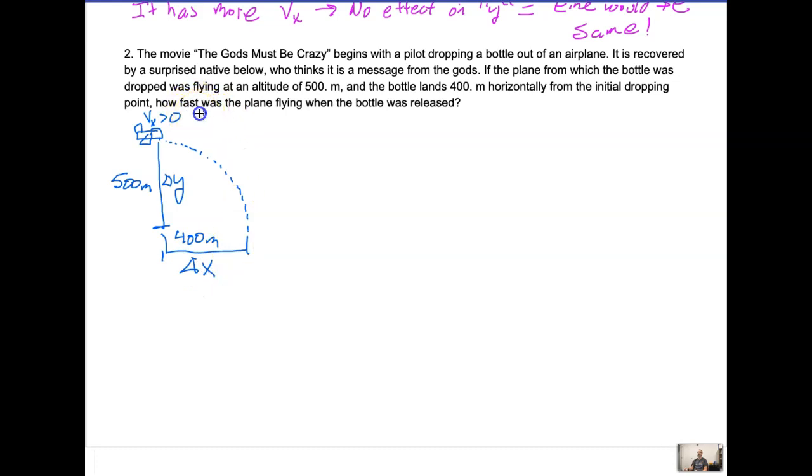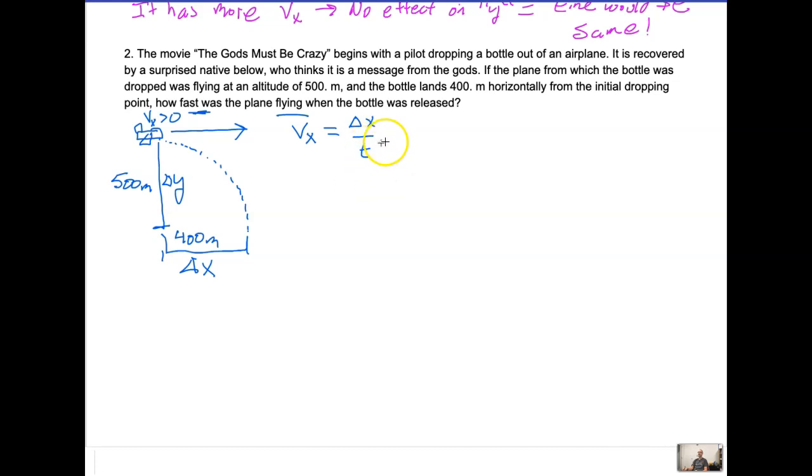They want to know how fast was the plane flying when the bottle was released. Again, we have a y and an x. We need to find out what is the speed of the plane in the x, because remember, the plane is only going in this direction. We want to know how fast was that bottle shot out of the airplane, or when it was let go, how fast was the airplane going? So to do that, we have to say Vx is equal to delta x over the time.